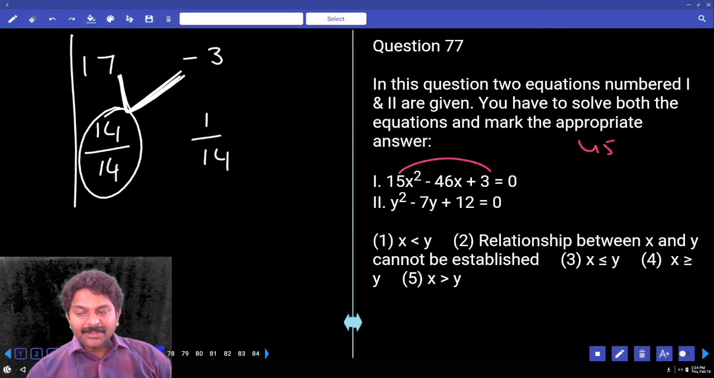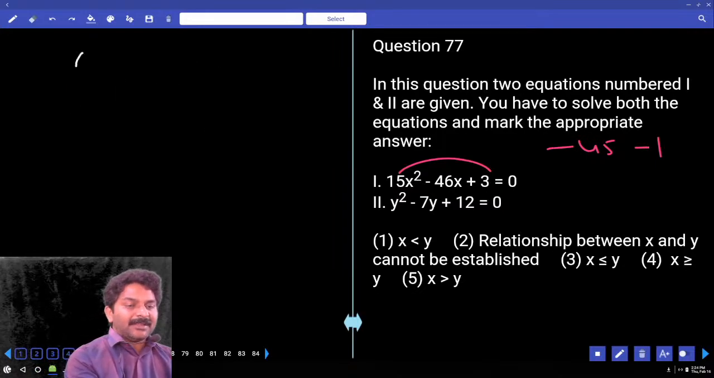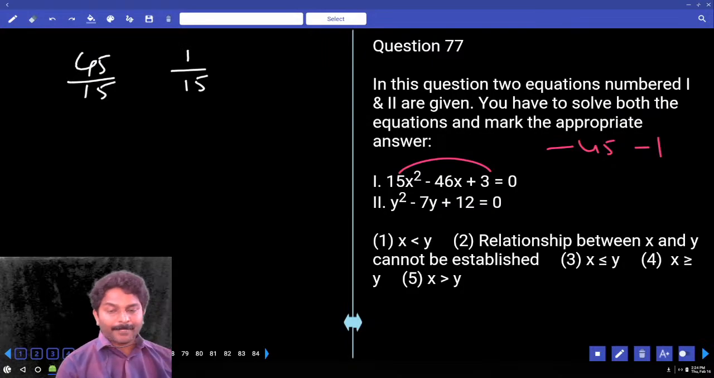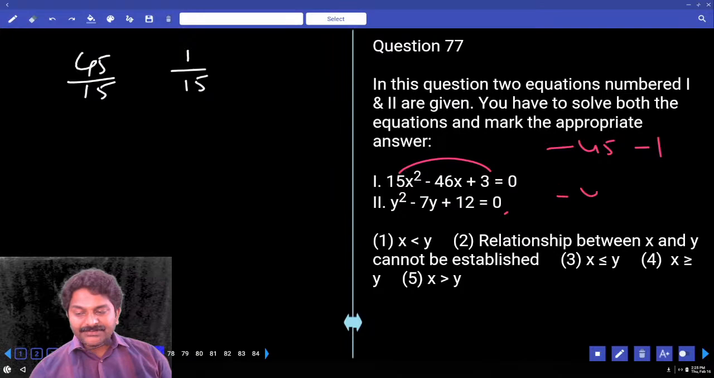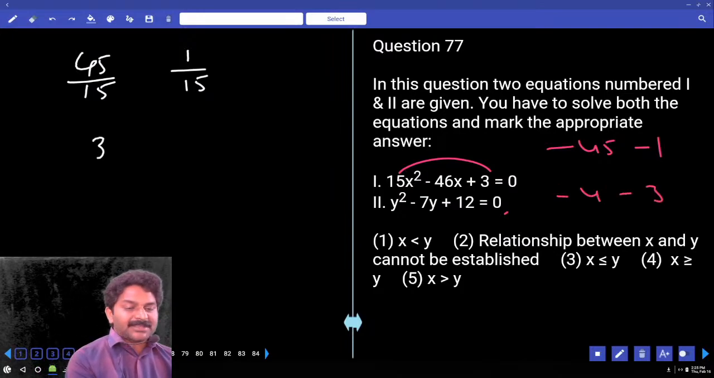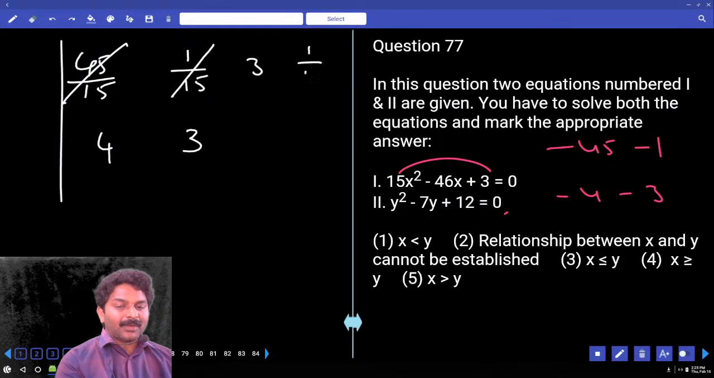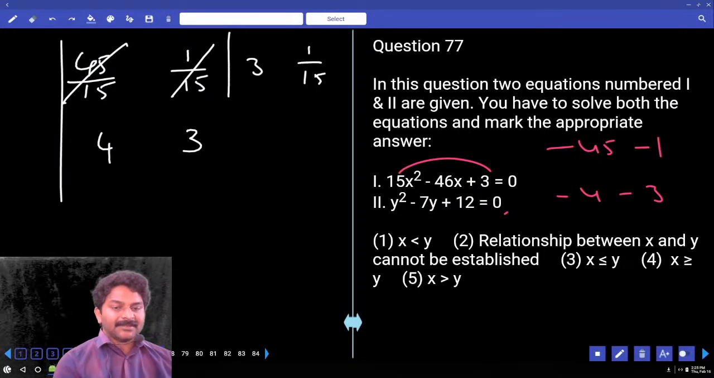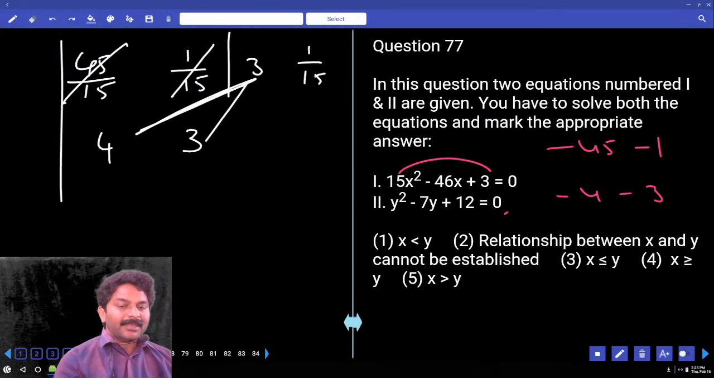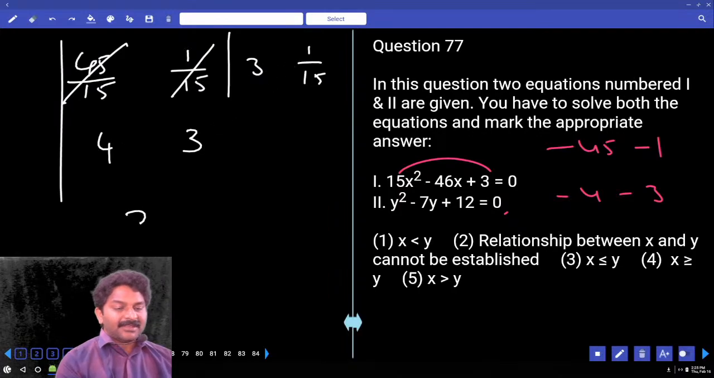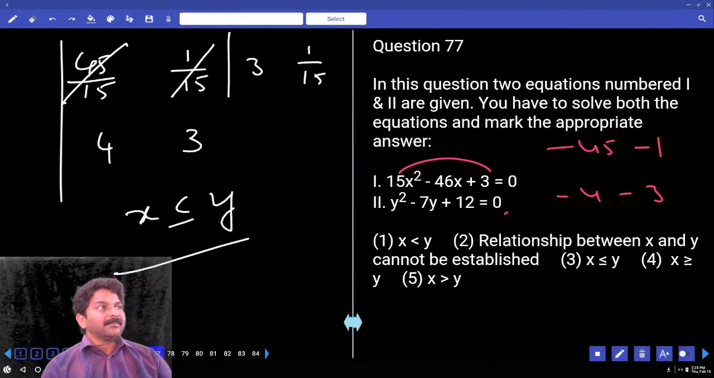45 can be written as 45 times 1. Minus 45 minus 1 is the combination. Factors are plus 45 plus 1 divided by the coefficient of x square. Minus 4 minus 3 is the combination. Factors are plus 4 plus 4 plus 3. How much is this? 3, 1 by 15. Yes? X less than y. X equal to y. X less than y. X is less than or equal to y.